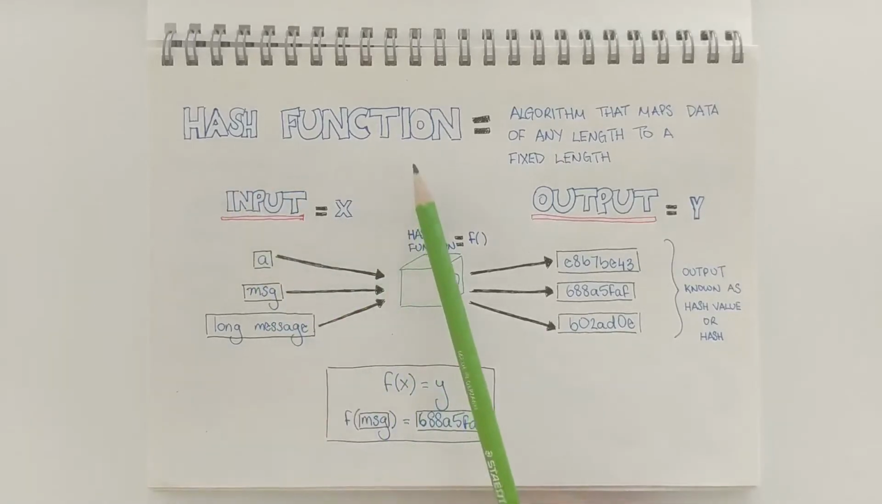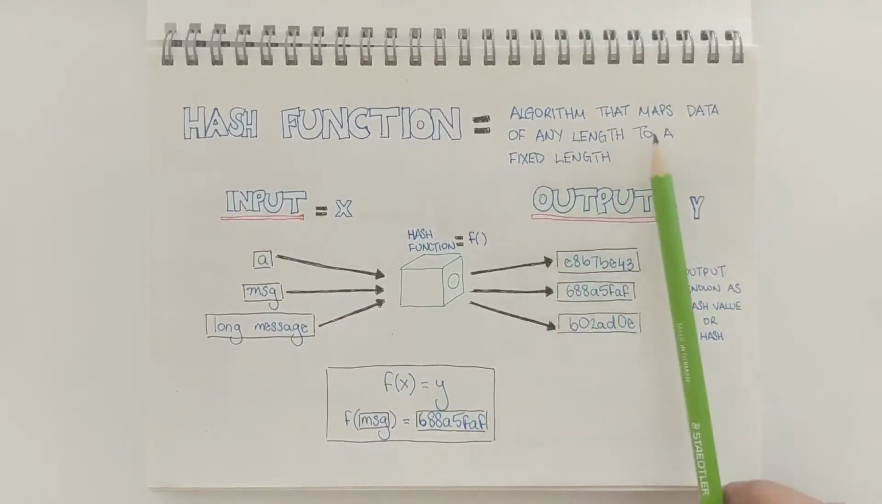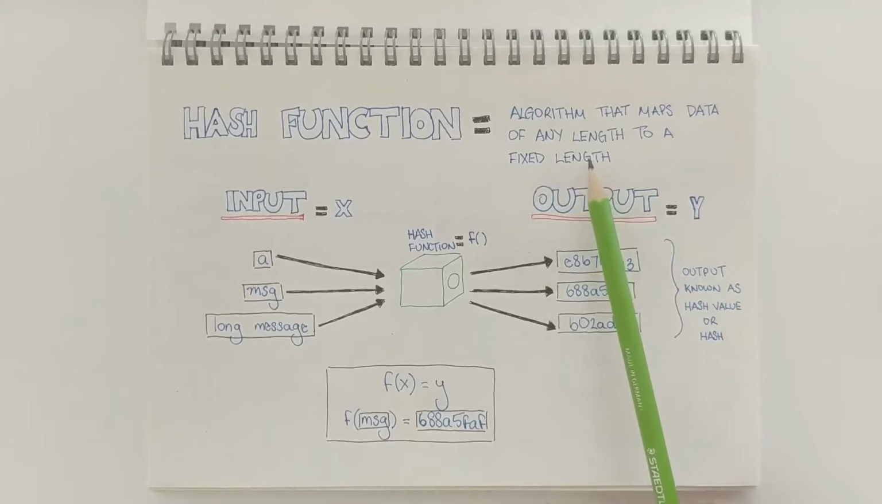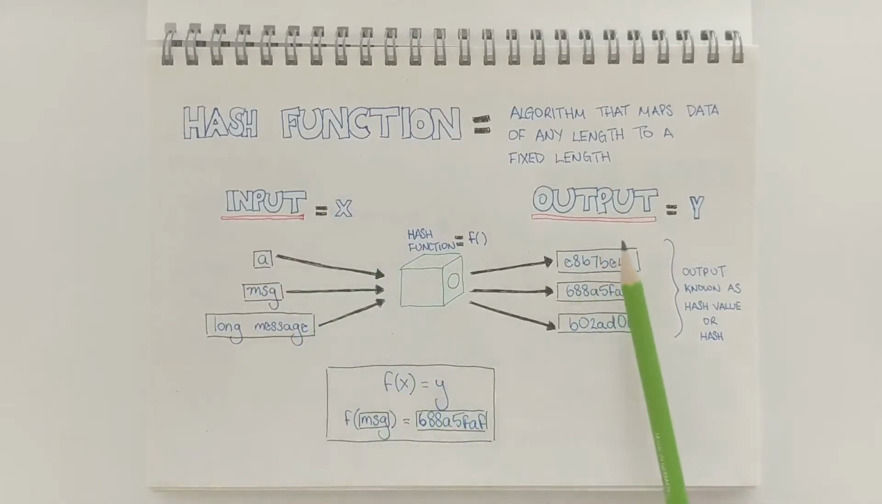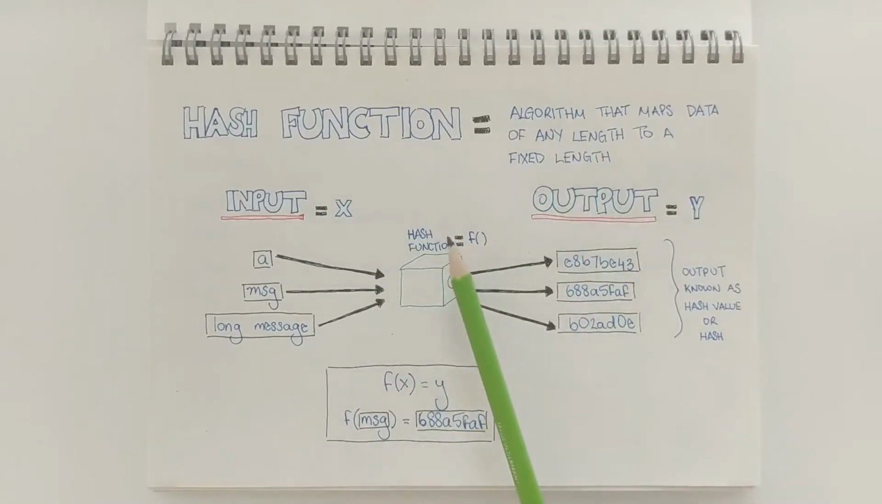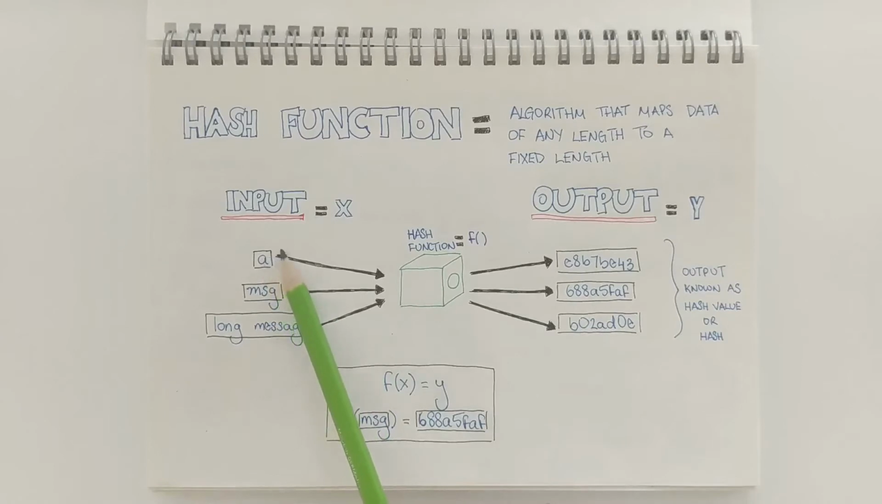A hash function is an algorithm that maps data of any length to a fixed length. So we have a bunch of inputs of different lengths here. They're all different strings, and we have outputs of the same length. So what a hash function does is that it's going to take different inputs of different lengths, but output data in a fixed length.